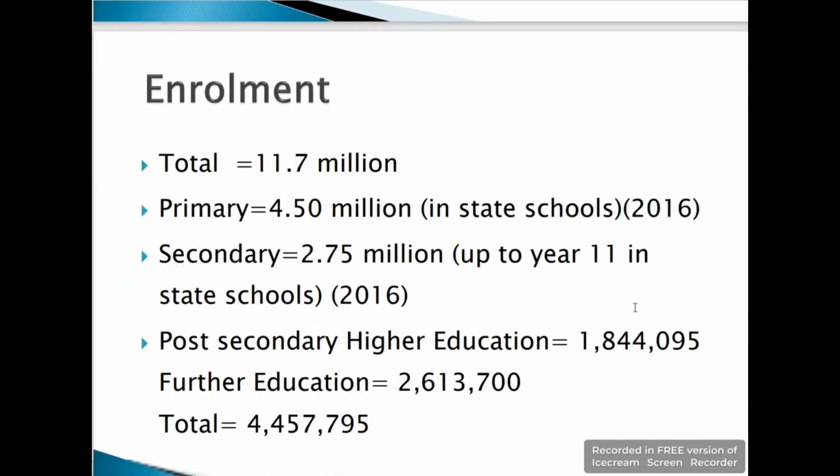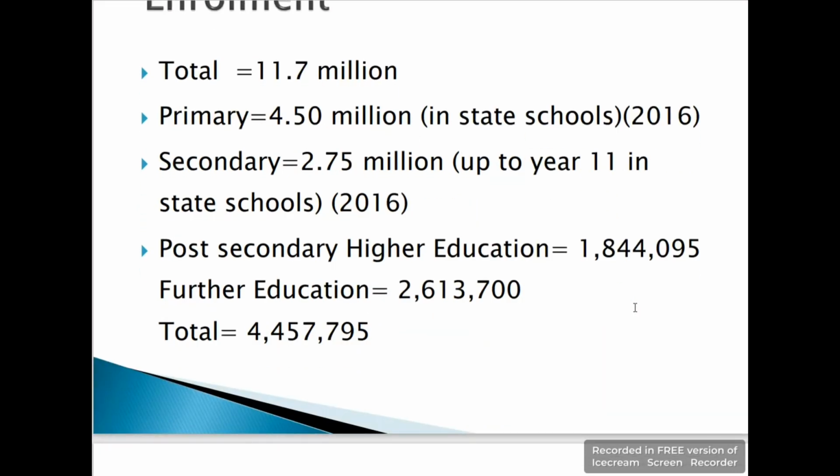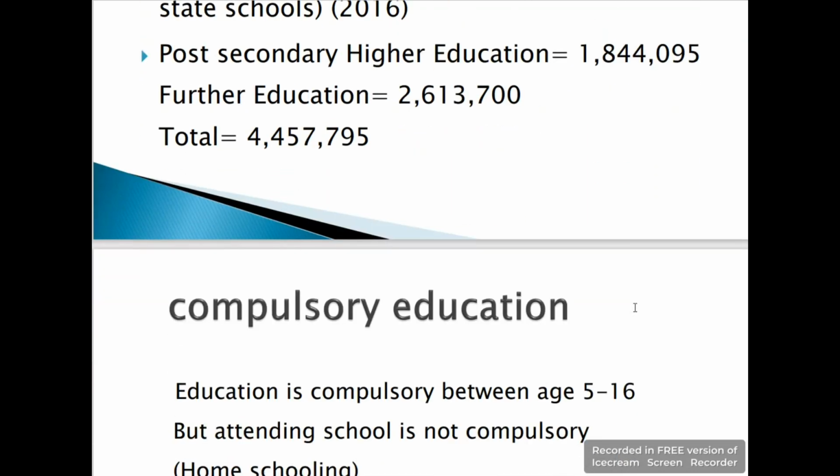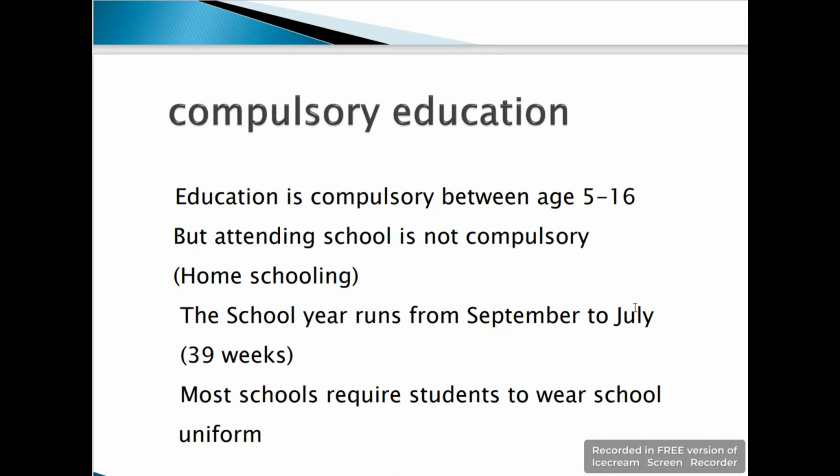Enrollment is a total of 11.7 million. Primary stage 4.50 million, secondary 2.75 million, post-secondary education 18,44,095, further education 26,13,700. Total is about 4,457,795.